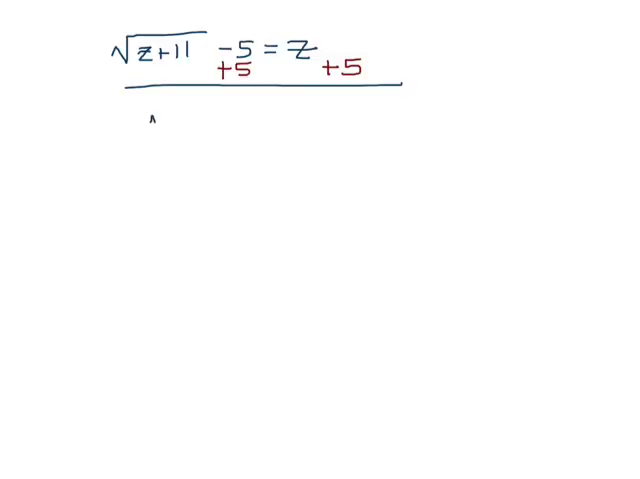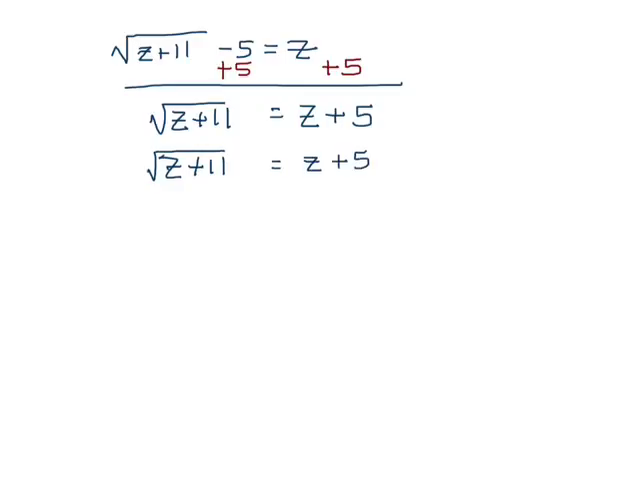Now on the left side of our equation, we have the square root of z plus 11 is equal to z plus 5. Now, in order to cancel out the radical sign, we need to do the opposite of square root. So we will square both sides of our equation. And whatever we do to the left side of our equation, we must also perform on the right as well.